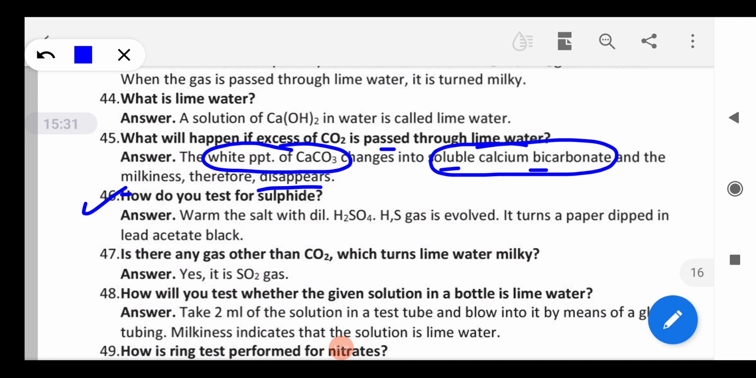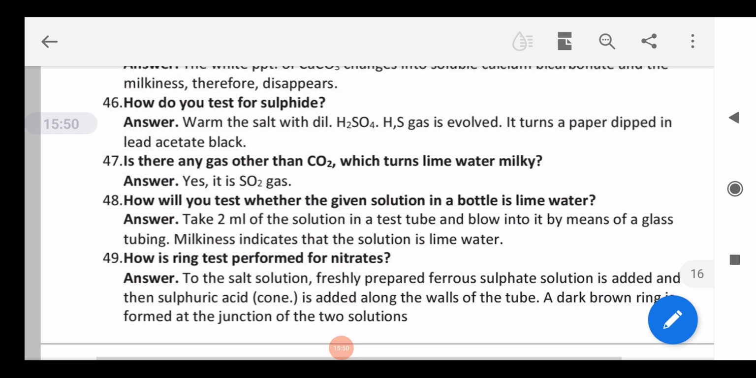Question number 46. How do you test for the sulfide? When we take the salt with dilute H2SO4 and warm it, then H2S gas is evolved, which has a rotten egg like smell, and it turns paper dipped in lead acetate black. So this is the test for S2- ion.